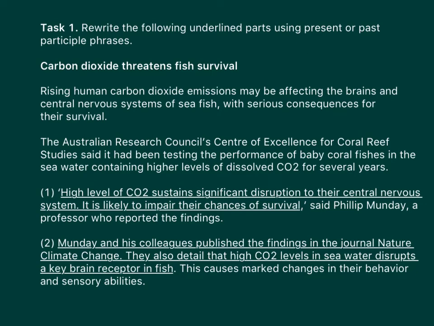Task 1. The following is an article from the Standard. Rewrite the underlined parts using present or past participle phrases. The article will be displayed on 2 screens. After that, the underlined parts will be extracted and redisplayed on screen 3 for your convenience.